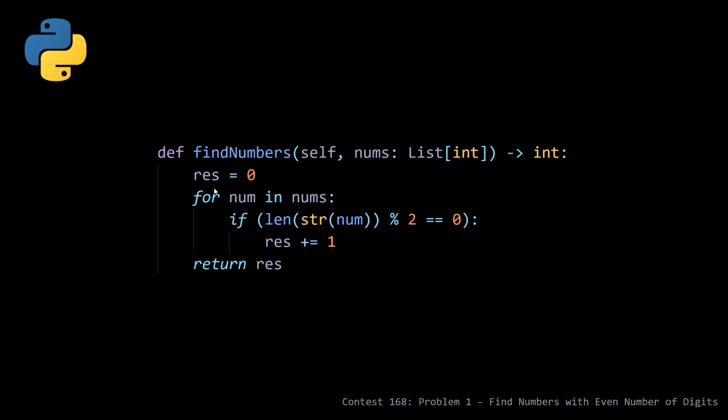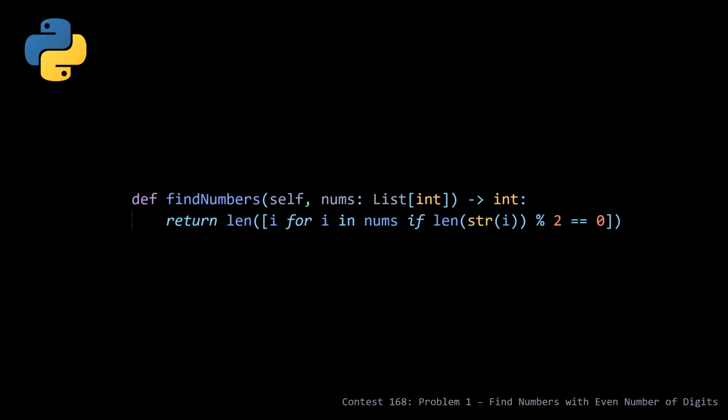Our res variable we're constantly modifying, and only when we're finished our for loop do we actually have the value we want. The second Python solution we're going to look at uses list comprehension, which is a lot more idiomatic for Python. So here we've got a list comprehension, and then we're taking the length of it.